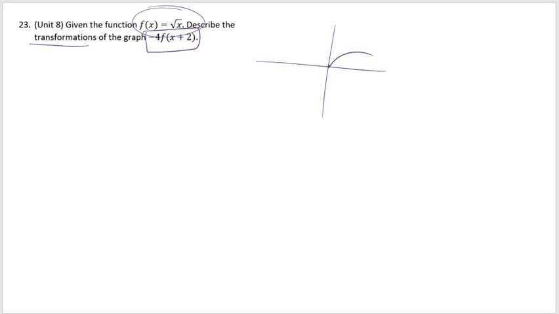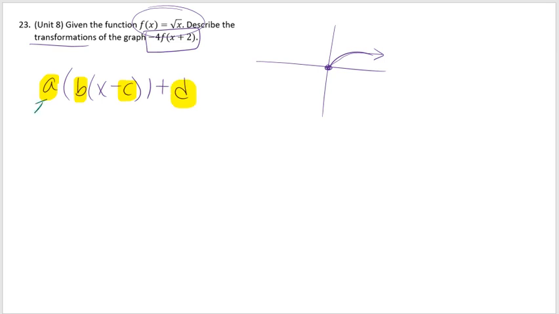The parent function starts at (0, 0) and only goes into quadrant 1, like a small curve. You also need to remember what the transformations are: a, b, x minus c, plus d. And a, b, c, and d are the four things that do something to this parent function.